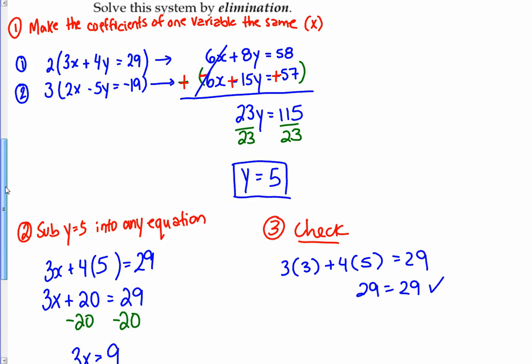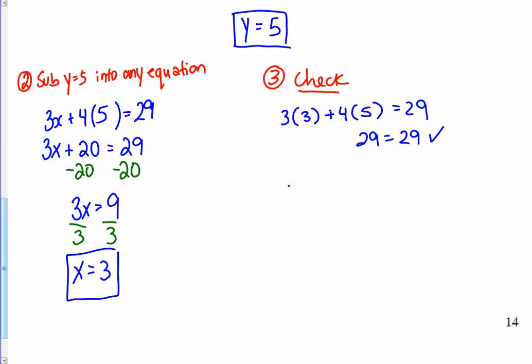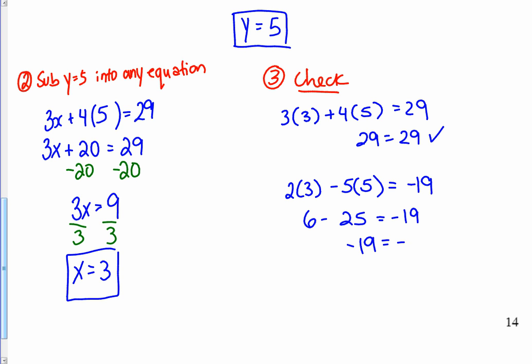And the other equation was 2 times x minus 5 times y equals what? Negative 19. And that's true. So equation 1 and equation 2. Okay, that's elimination. A little different? Yep. Turn the page.